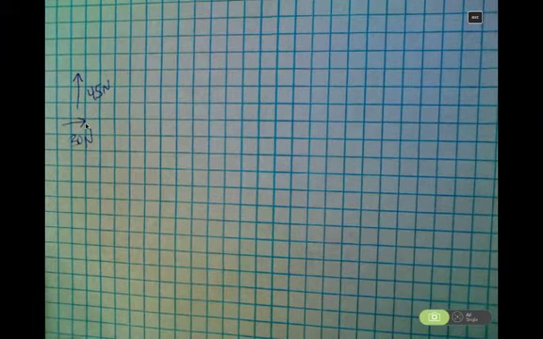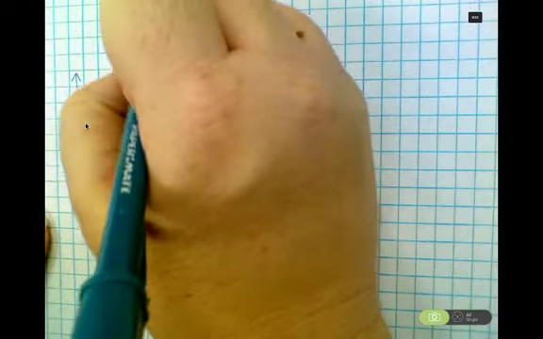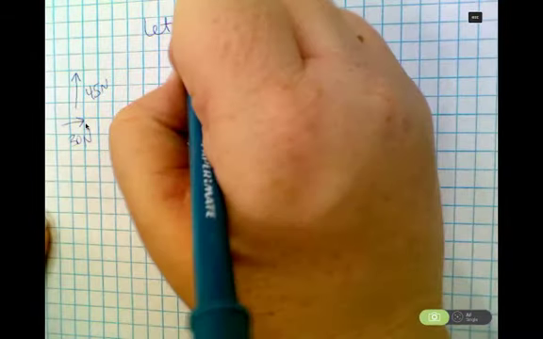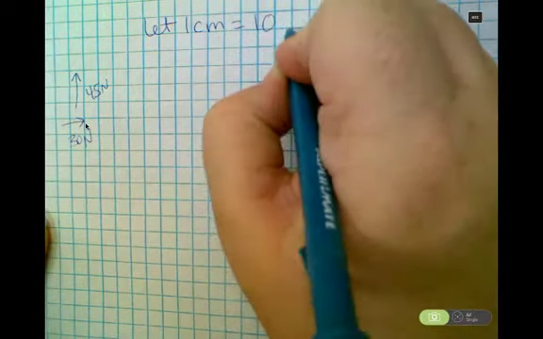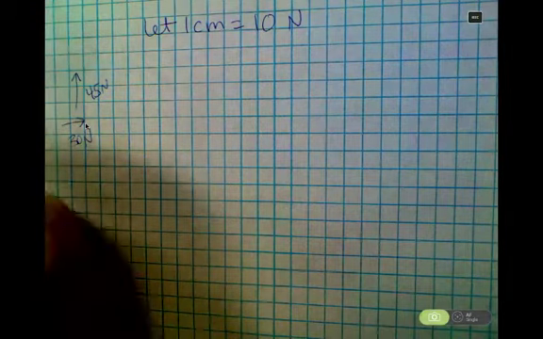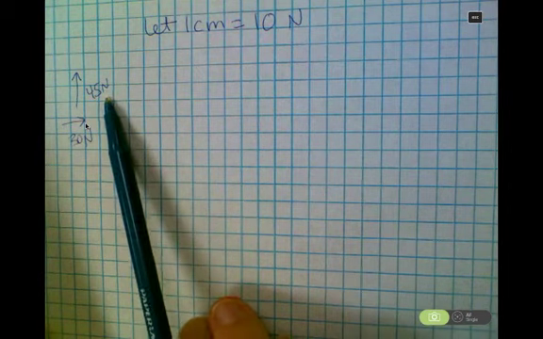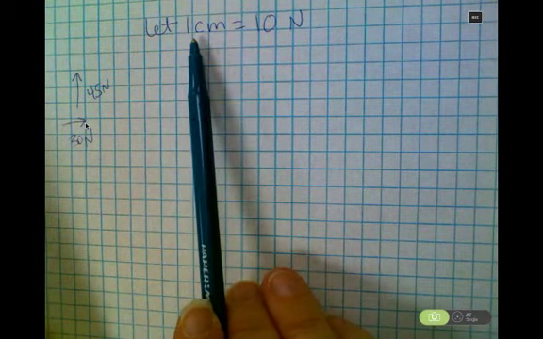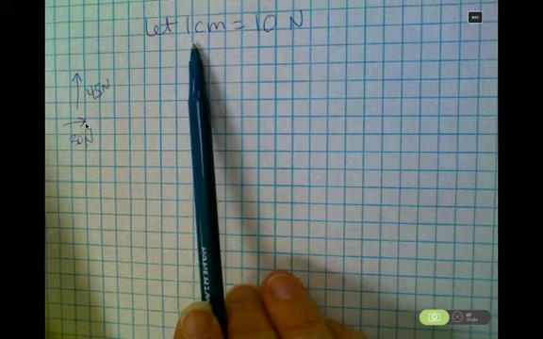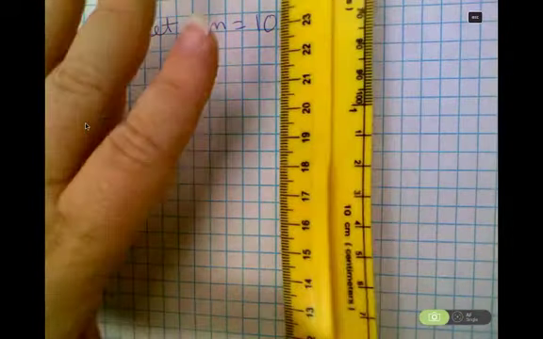Right, so the first thing I need to do is set up an appropriate scale. Now the scale that I want to set up is something in centimeters that will be equal to so many newtons. So let's say we let 1 centimeter equal 10 newtons. Okay, so I'm going to take my 45 newtons north. If I use this scale, I would need to represent the line, and it would be 4.5 centimeters long, and it would be pointed due north.